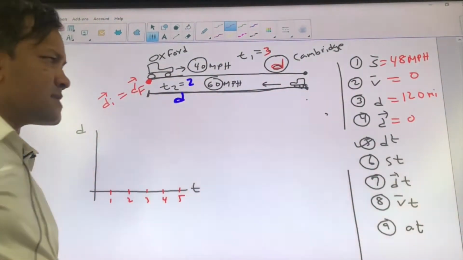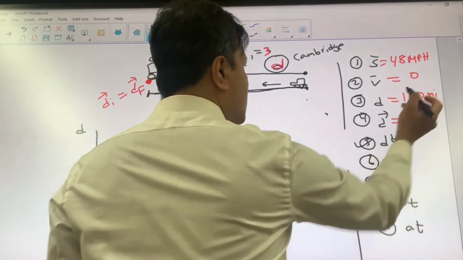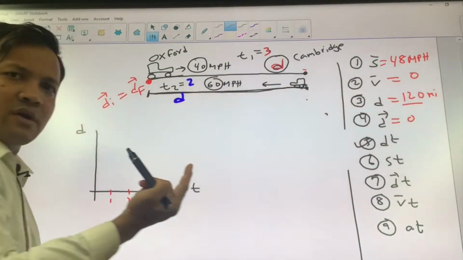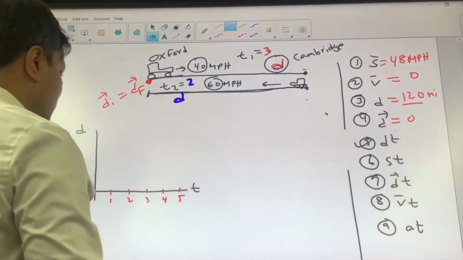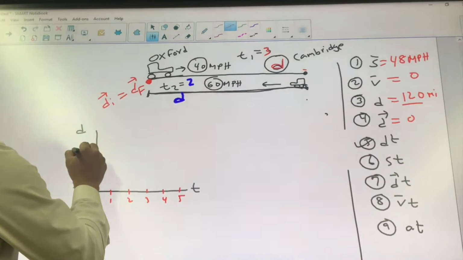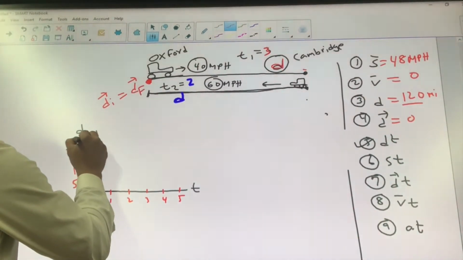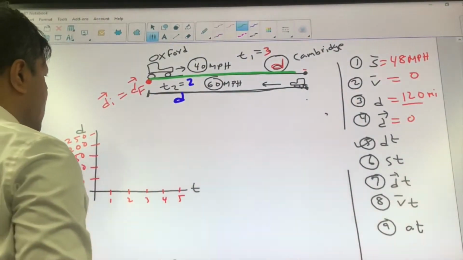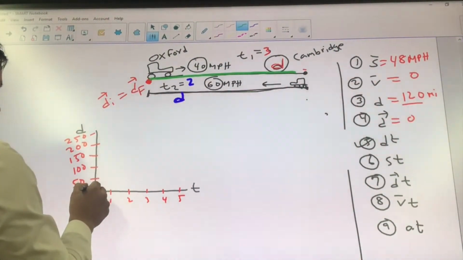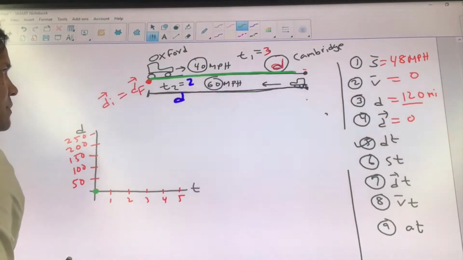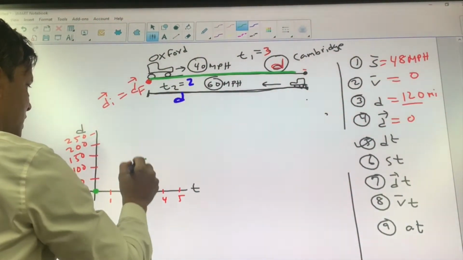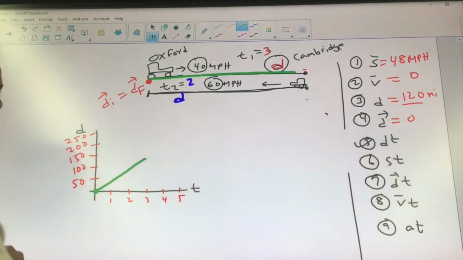And the total distance: from Oxford to Cambridge is 120, so the round trip is of course 240. So let's go by 100, 150, 200, and 250. We need two points. The initial time and initial distance are both 0, and the final time is 3 comma 120. This is from Oxford to Cambridge.